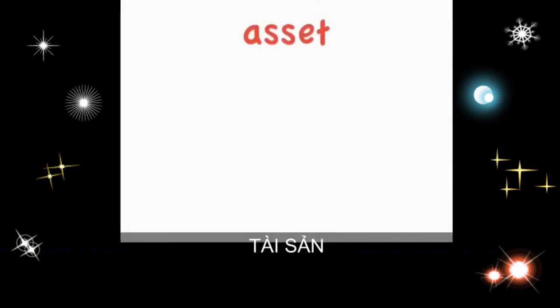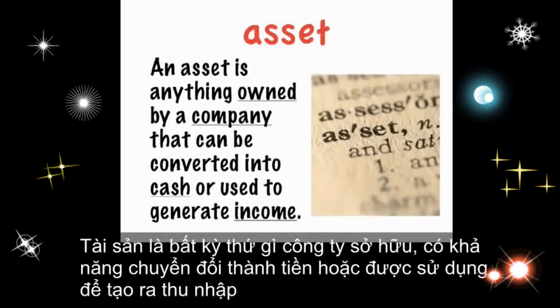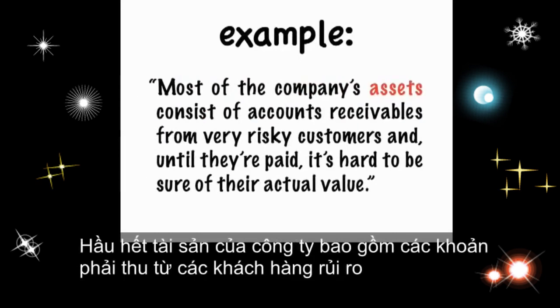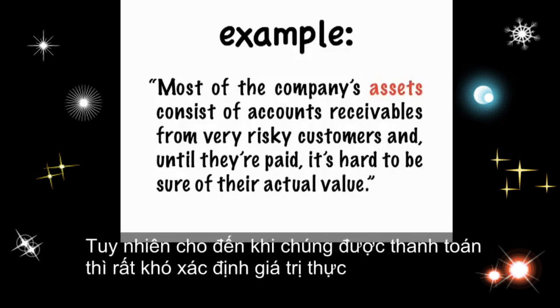Asset. An asset is anything owned by a company that can be converted into cash or used to generate income. Most of the company's assets consist of accounts receivable from very risky customers, and until they are paid, it's hard to be sure of their actual value.